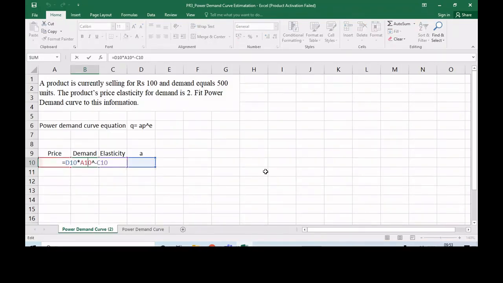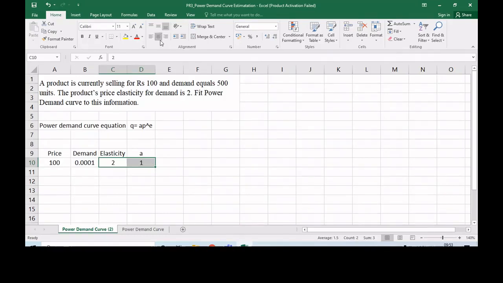So we have entered a formula here. Look at this formula. What is this? D10 means this cell where we have a value for A. A10 means the value of price. Raised to minus C10 means it's the elasticity. So that is the formula which we have entered. Well, now to start with, we have to take some arbitrary value for A. So I am taking 1. You can take anything.